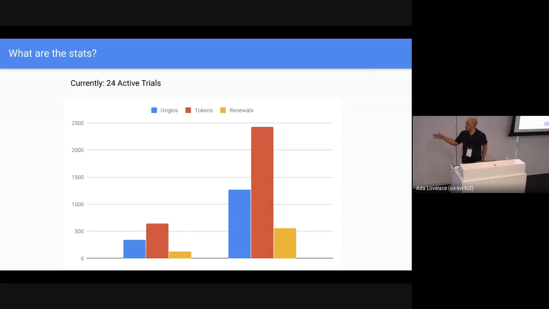And on the right is where we are today. Roughly 300-some unique origins had registered as of April. We're now up over around 1,200. Tokens is the number of tokens we've issued, which includes both when you first register and when you renew. The yellow column, the last one, is how many renewals we've seen. Generally it's about a 4x increase between April and now, and that's with roughly the same number of active trials. Obviously new trials come in and trials finish. We had 26, I think, in April, and now we're at about 24. So it looks like up and to the right, if this was a chart. I guess that's a good thing.